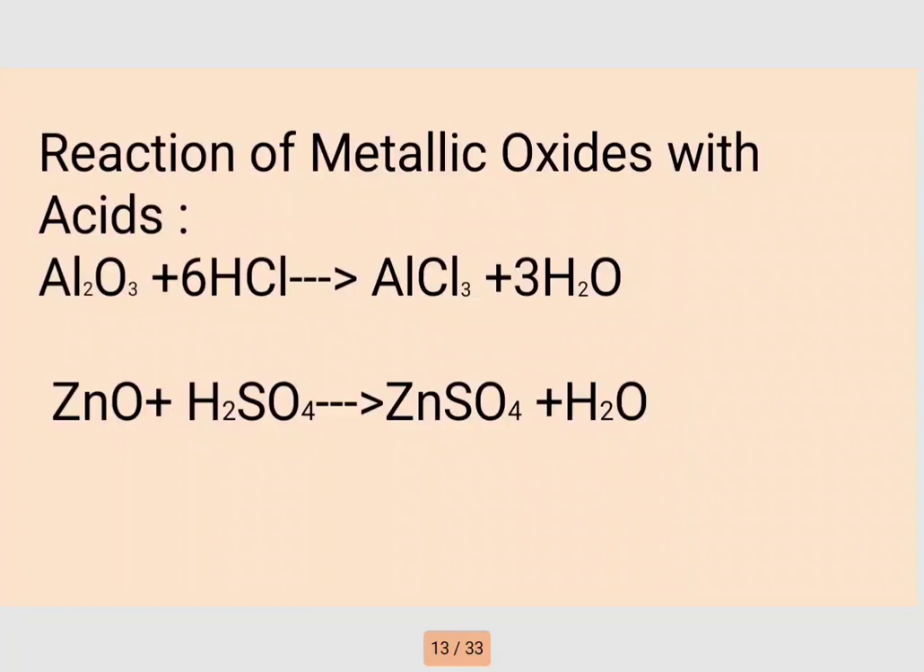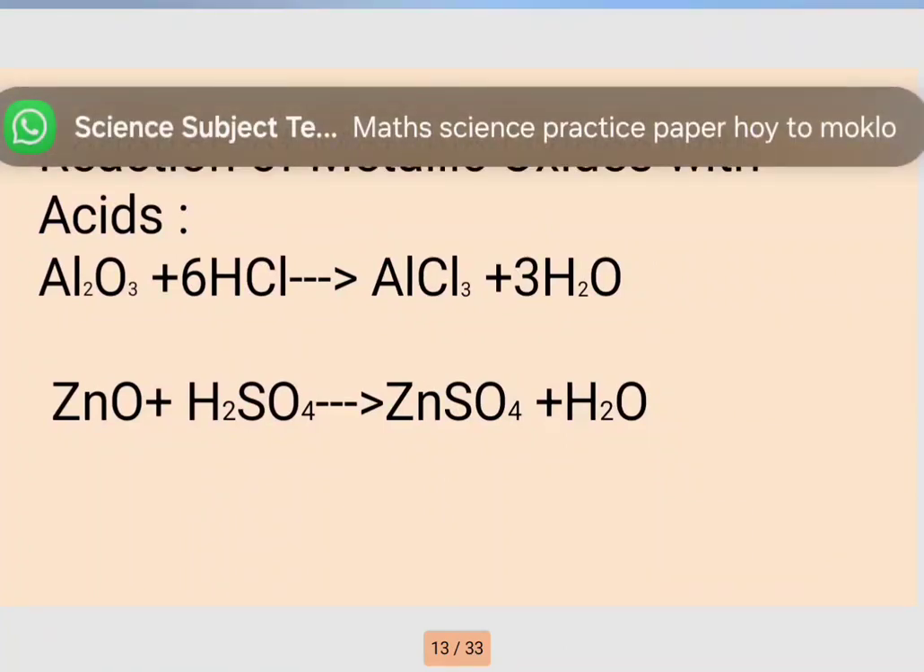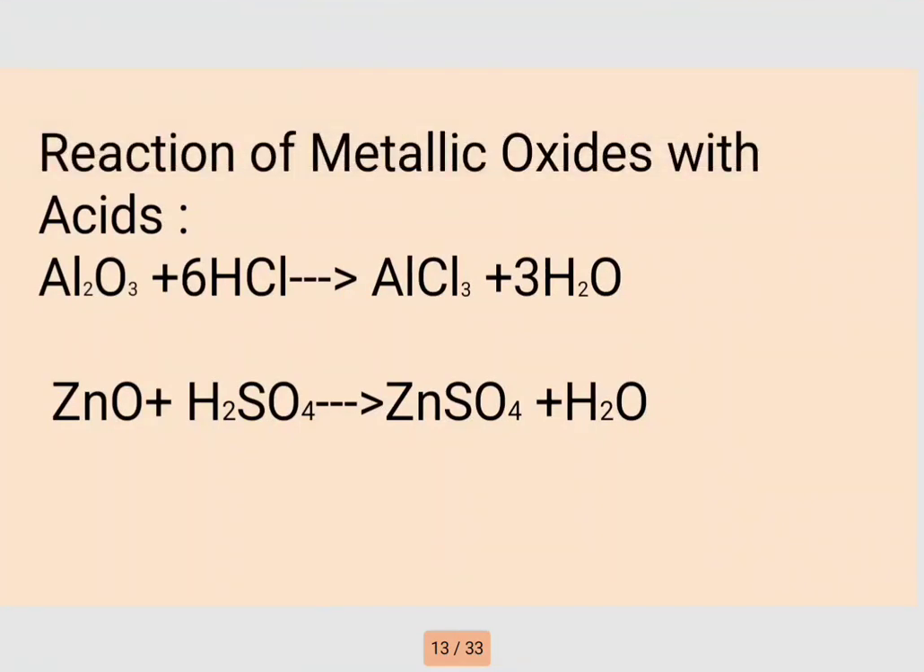Reaction of metallic oxide with acid: Al2O3 plus 6HCl gives 2AlCl3 plus 3H2O. Zinc oxide plus H2SO4 gives ZnSO4 plus H2O. When an acid reacts with a metal, we get a salt and hydrogen gas. Metal carbonate with acid gives salt, water and carbon dioxide. For example, limestone reacts with acid and releases carbon dioxide gas.